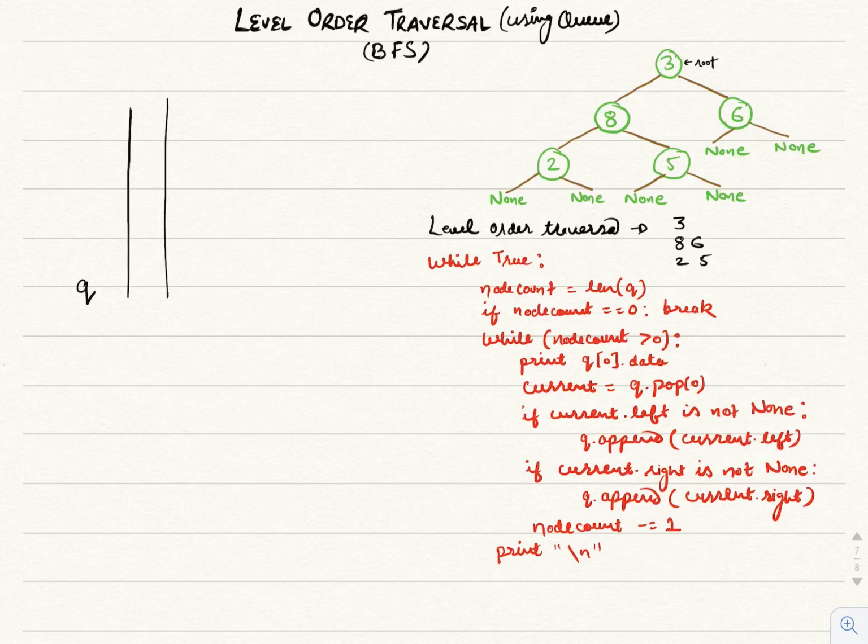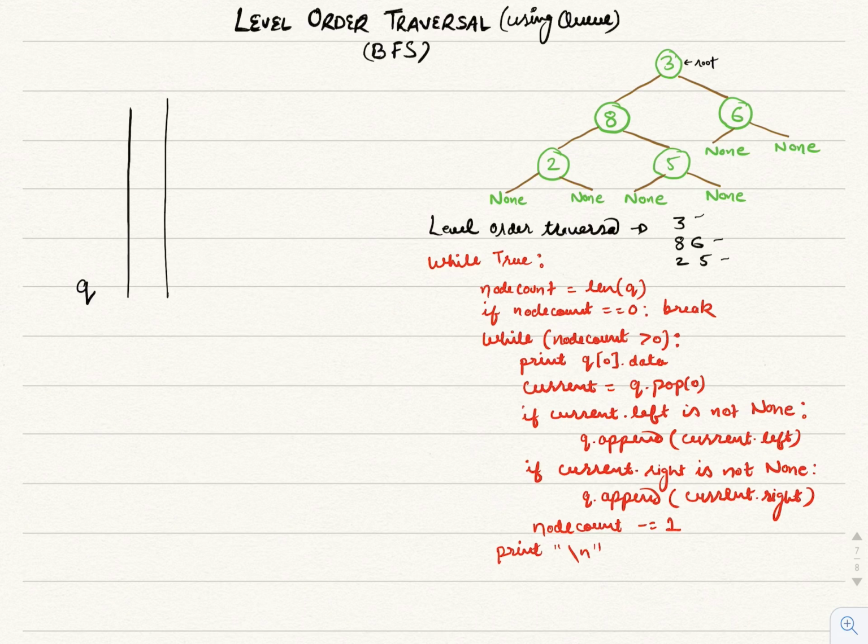Hi everyone, let us now understand the breadth first traversal of a binary tree, which is also known as the level order traversal. We'll do it using a queue. As you can see, the level order traversal of the given binary tree is 3, 8, 6, 2 and 5. We're going to print each level of this binary tree on a separate line as well. So let's dive straight into the solution.